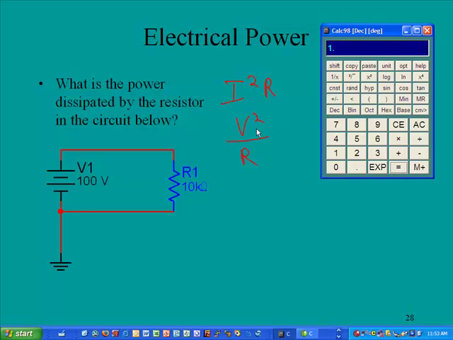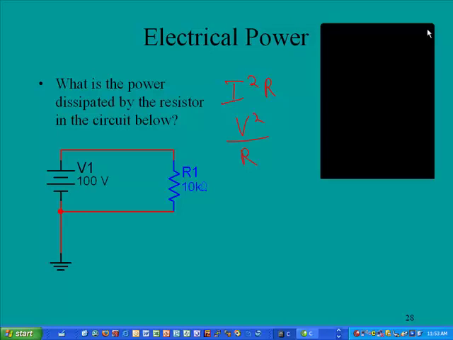And then we could do the other formula here. Let's clear our calculator. If we said 100 squared, and we divide that by the resistance, which is 10 exponent 3, we should again get 1. So we have 1 watt of power dissipated by this, and we've looked at 3 different ways of calculating power for this particular circuit.